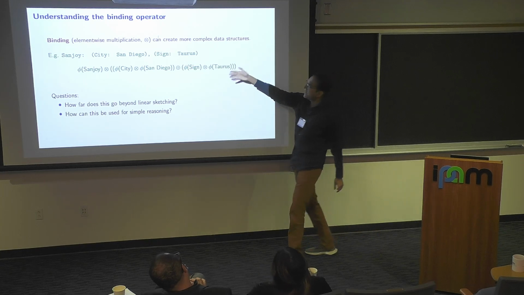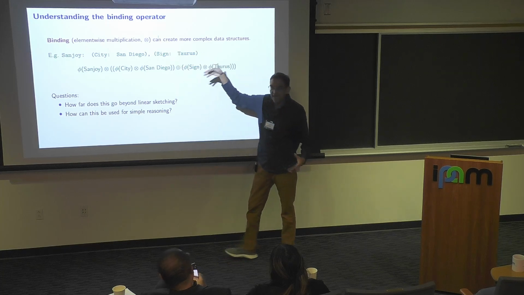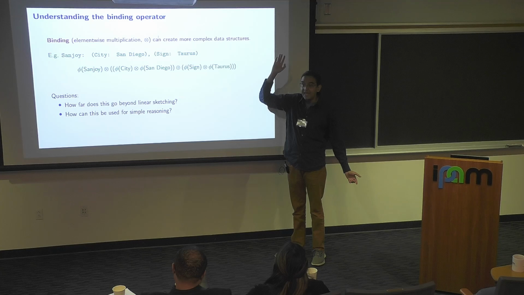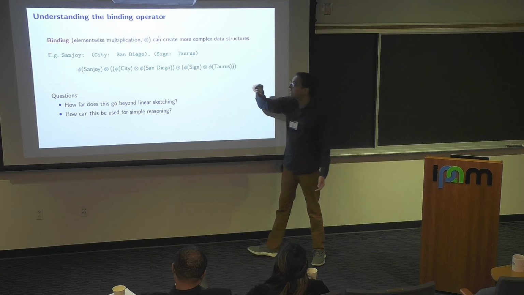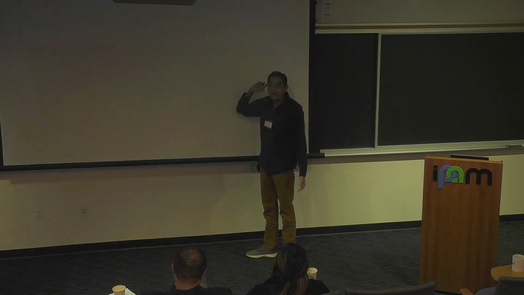And then you could have information about lots of people, and it doesn't have to be the same information. It can be different attributes. And you just add them all up. You just bundle them all together, and then you can retrieve stuff like, what is Sanjoy's sign of the zodiac? Or list all people whose sign is Taurus, or that kind of thing.